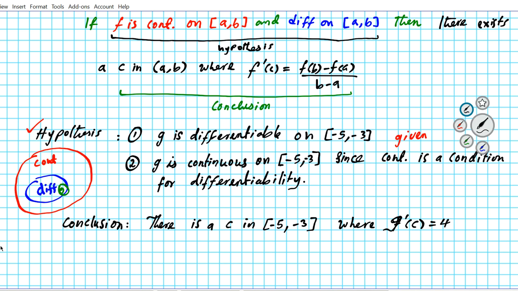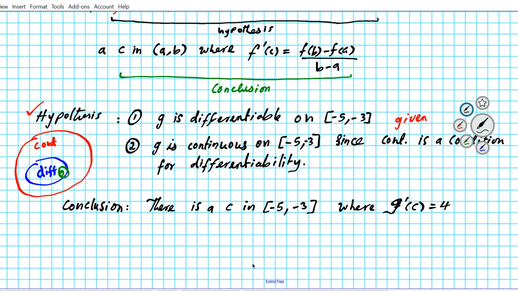Okay, so what we're going to do now is as follows. We're going to find the average rate of change, which is g of, so in this problem, A is -5 and B is -3. The bigger one is normally the B value and the smaller one is A. So g of -3 minus g of -5 divided by b minus a. So what's b minus a? This is -3 minus -5. Is this equal to g prime of C? So let's go ahead and work this out.